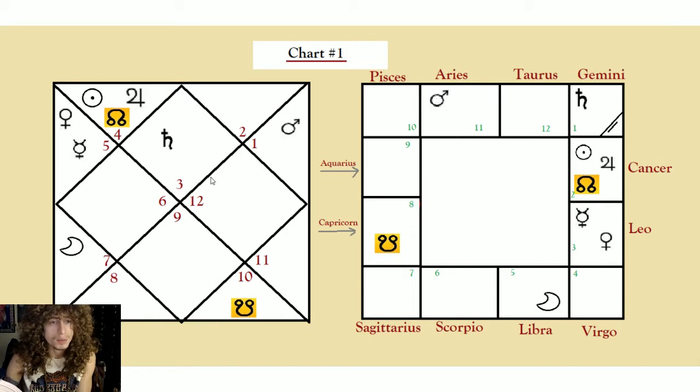These are both the same chart, and this is the north chart. The number 3 here represents Gemini, which means that this is a Gemini rising, just as we can see it in the southern chart. The number 4 represents Cancer.